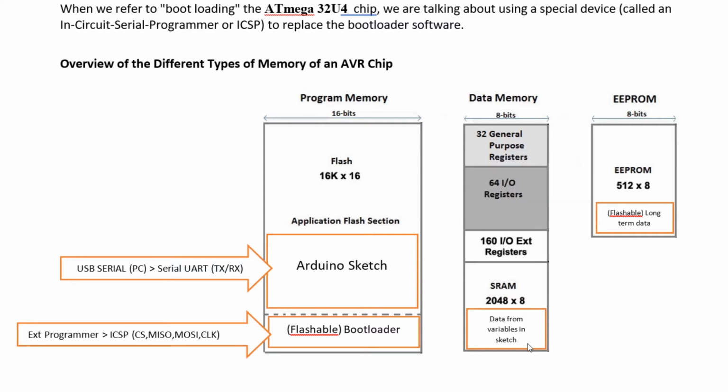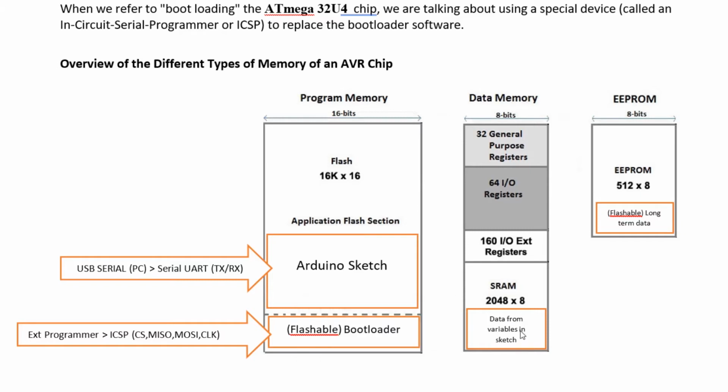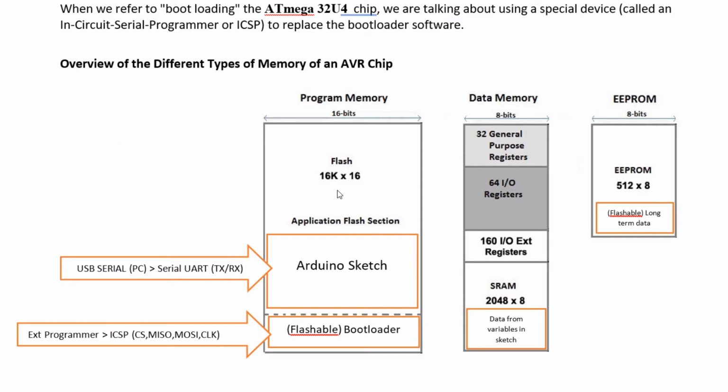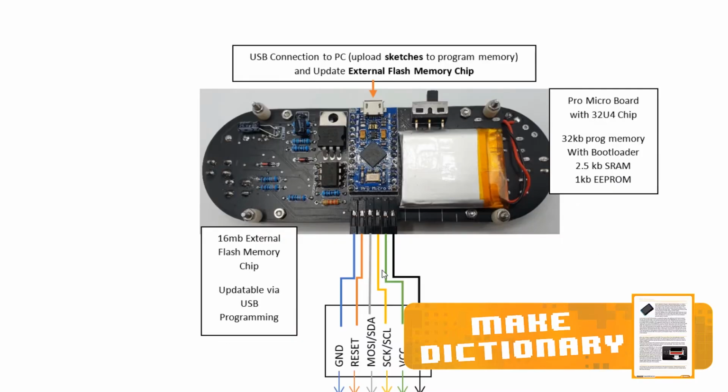So variables like the position of a character on a screen would go into your SRAM. The actual sketch program would go into your program memory. High scores that need to be kept, so that when the power is turned off and turned back on they can be displayed, would go into your EEPROM. And the bootloader goes into a specially protected sector of your program memory. And that's essentially how the memory sectors of your 8BitCADE Excel are accessed. This is all written in your 8BitCADE Excel part dictionary, and so for review.